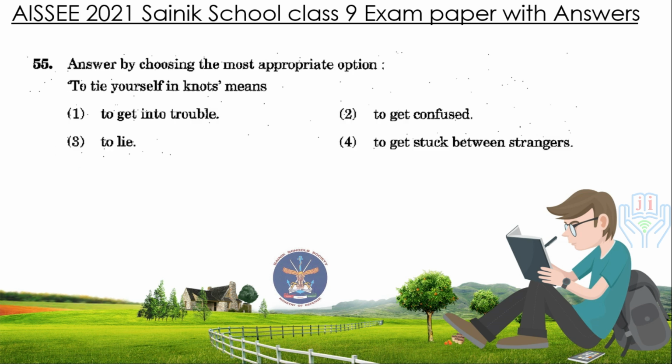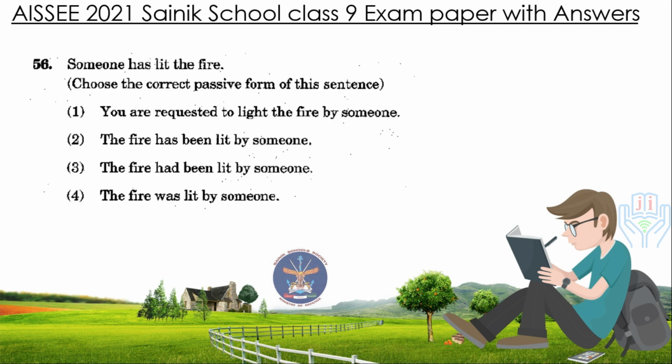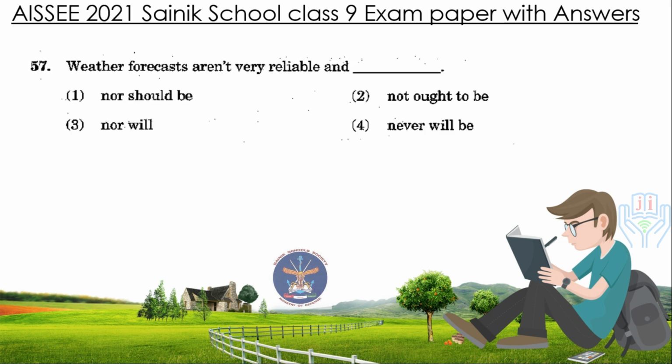Answer by choosing the most appropriate option. To tie yourself in knots means. Answer: to get confused. Someone has lit the fire. Choose the correct passive form of this sentence. Answer: the fire has been lit by someone. Weather forecasts are not very reliable and never will be.